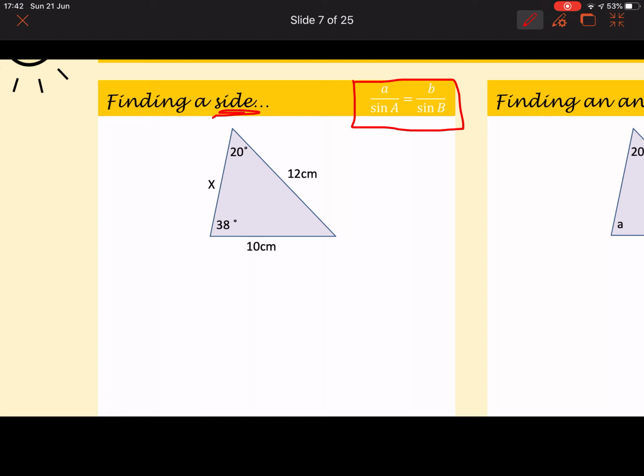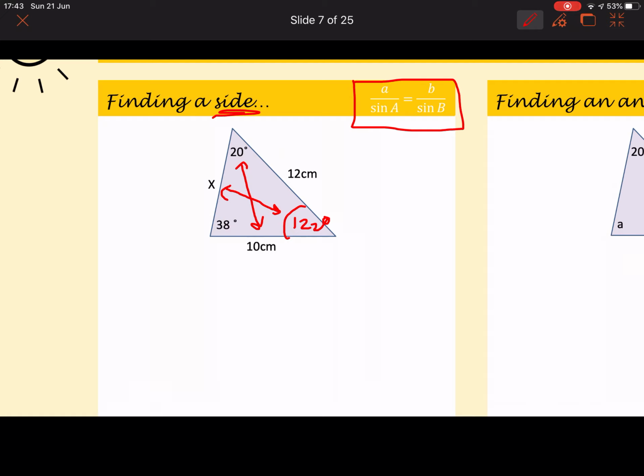So we've got to find out this missing angle, which is 122 degrees. So that's going to be one of my pairs, because I'm trying to find x. And I'm going to choose to use 20 and 10 as my second pair. It really doesn't matter which one you use. You will get the exact same answer.